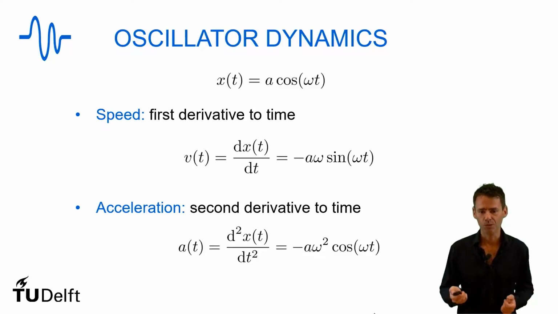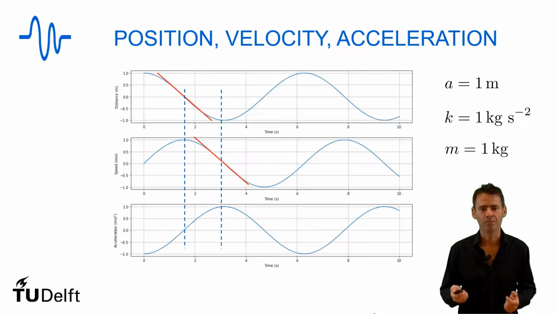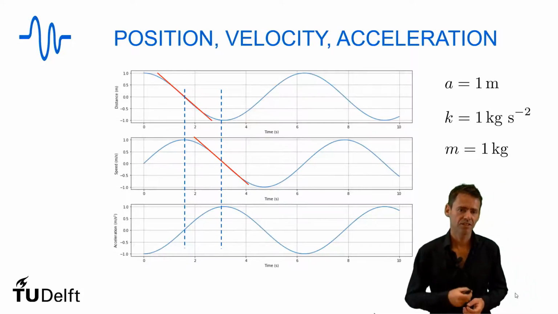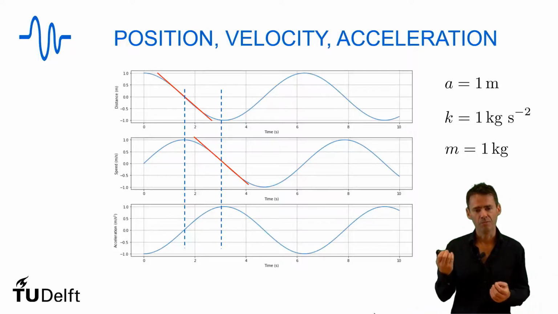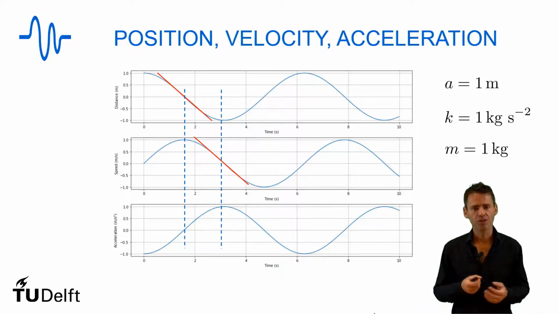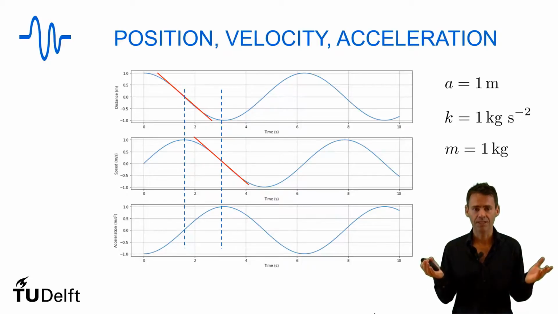This is typically what we do. So I coded that in Python for specific parameters: A is 1 meter, k is 1 kilogram per second squared, m is 1 kilogram. And on the top you see the oscillatory motion x, the distance traveled by the mass m. In the second row you see the velocity, and there you can see that the velocity is out of phase by 90 degrees with the extension x(t).